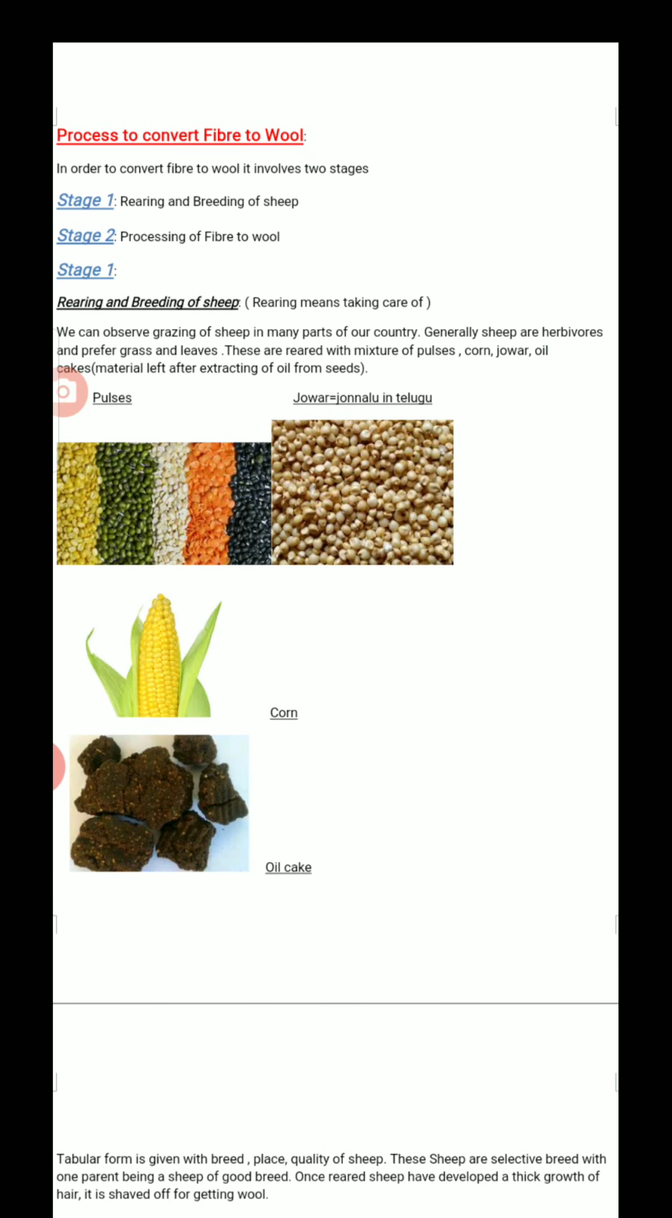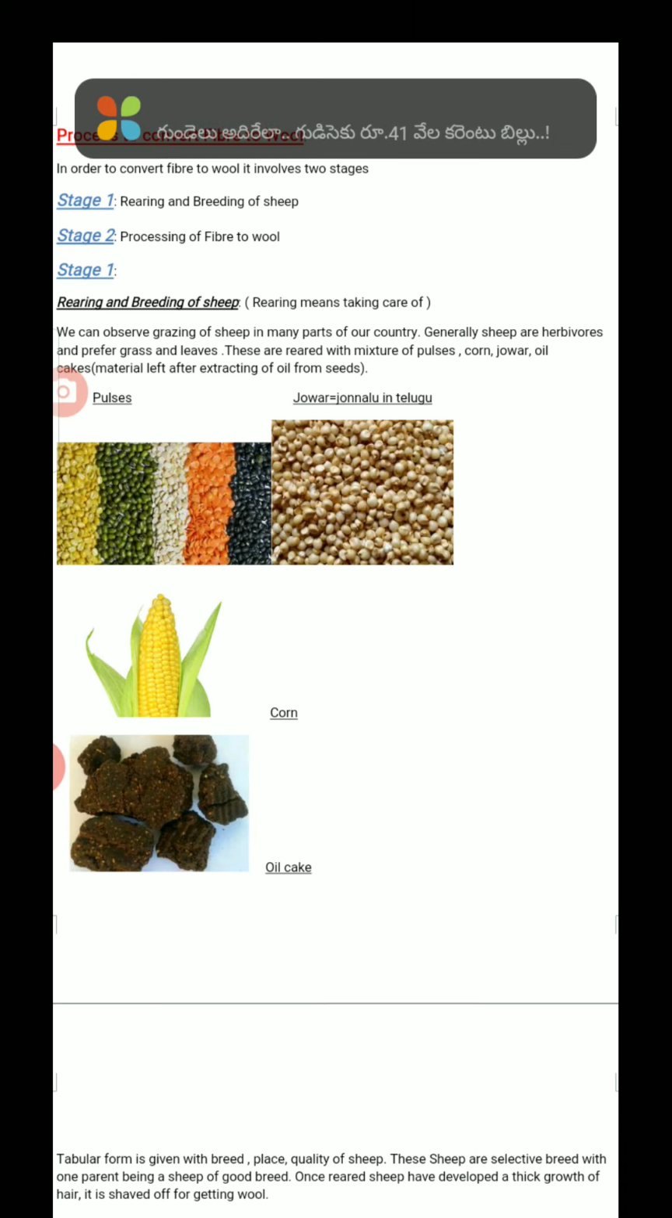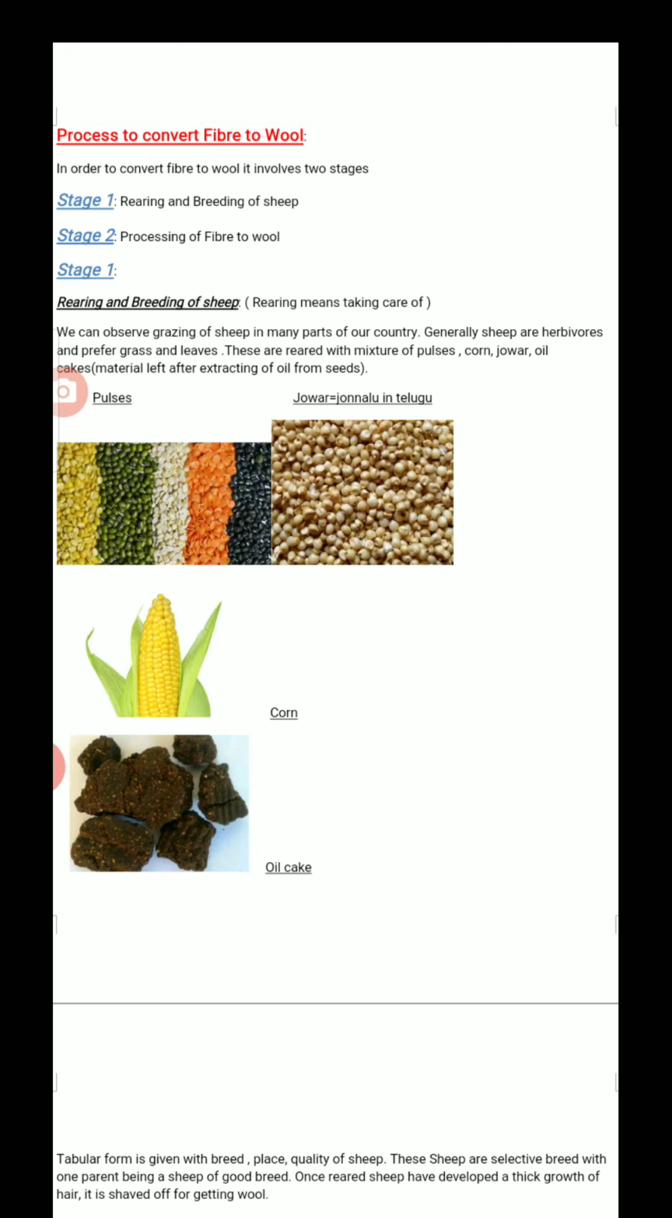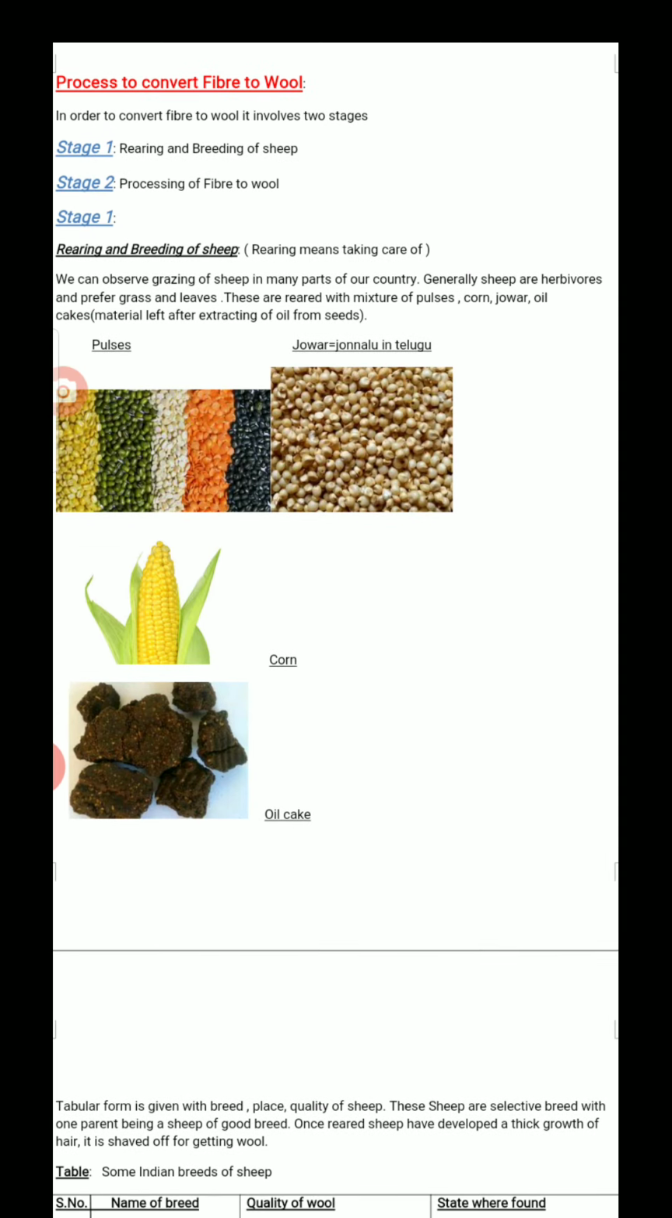Rearing means taking care of. The sheep are very carefully taken care of to get a good yield of wool. And for breeding, we need a particular sheep which has more soft skin. That is very important for wool. Soft skin is very important for wool. So we observe in our country the grazing of sheep near the mountains or open areas.